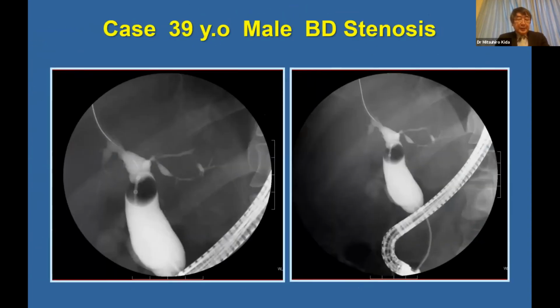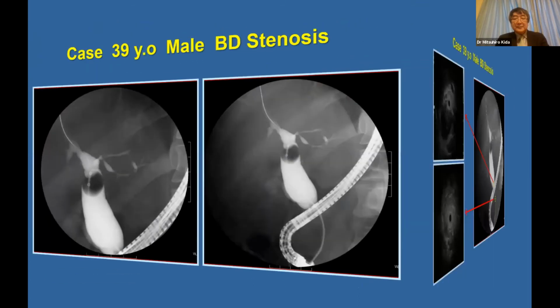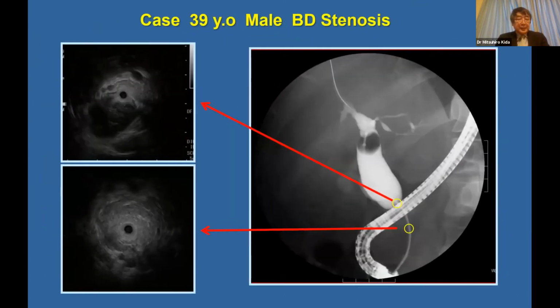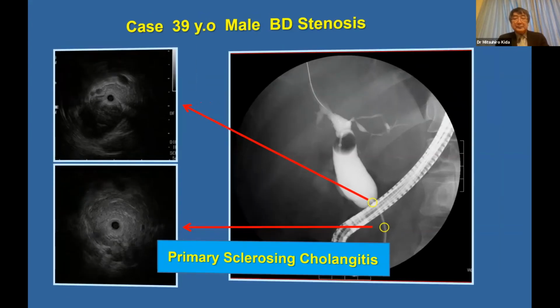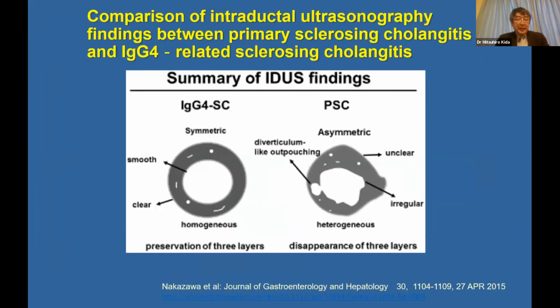There is a stricture at the intrahepatic duct as well as the distal bile duct. On IDUS, semicircular asymmetric thickening of the bile duct is seen. This is primary sclerosing cholangitis. This is a summary of the IDUS findings between PSC and IgG4-SC. IgG4-SC is characterized by symmetric, homogeneous, smooth, clear margins. On the other hand, PSC has asymmetric, irregular margins and diverticulum-like findings.